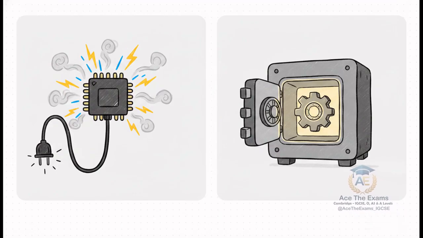RAM, or random access memory, dictates your operational speed. It's the workspace where your currently running programs live, but it is volatile, meaning the second you lose power, it forgets absolutely everything. ROM, or read-only memory, is the exact opposite. It's non-volatile and permanent. Its main job is to securely hold the essential startup instructions, like your BIOS, so your computer actually knows how to wake up when you hit the power button.